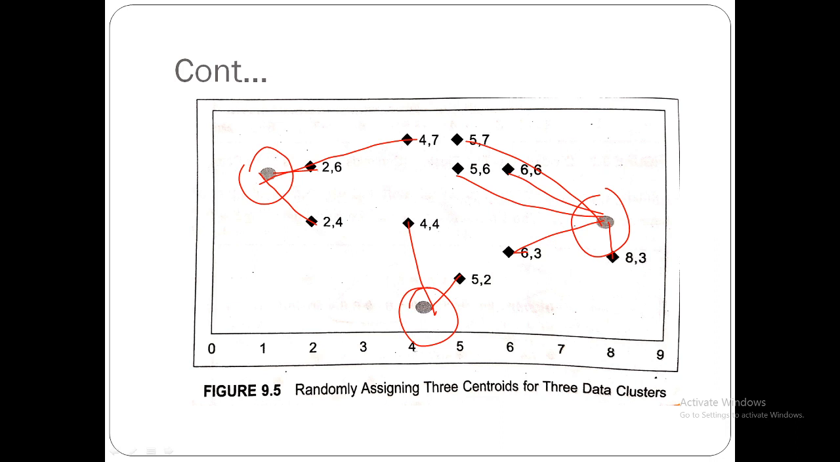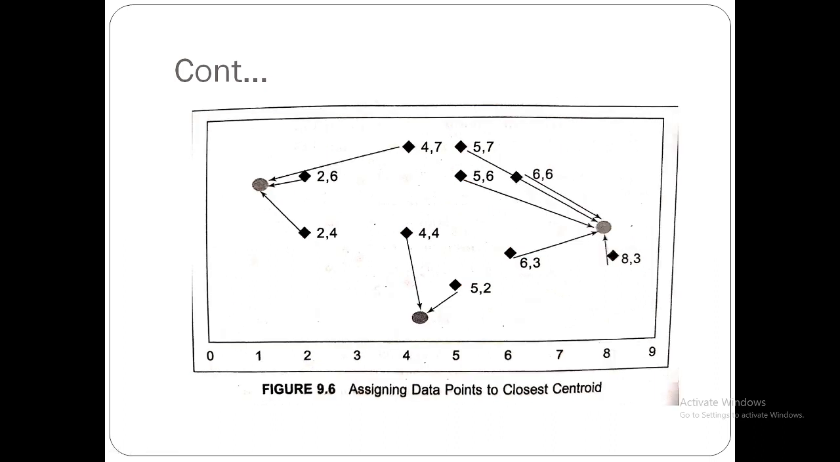All the data points will thus be assigned to one centroid or the other. The arrows show that a data point belongs to that centroid. This one centroid, this one centroid. First, we have to assign the centroids. For each centroid we have to allocate the data points which are nearer to it. See here, like this we have to allocate it.